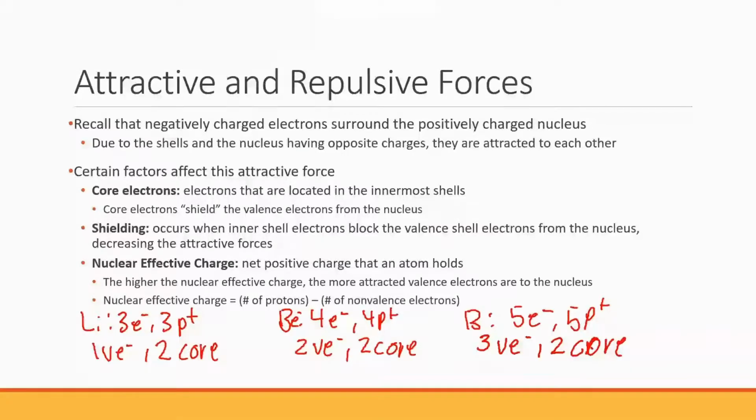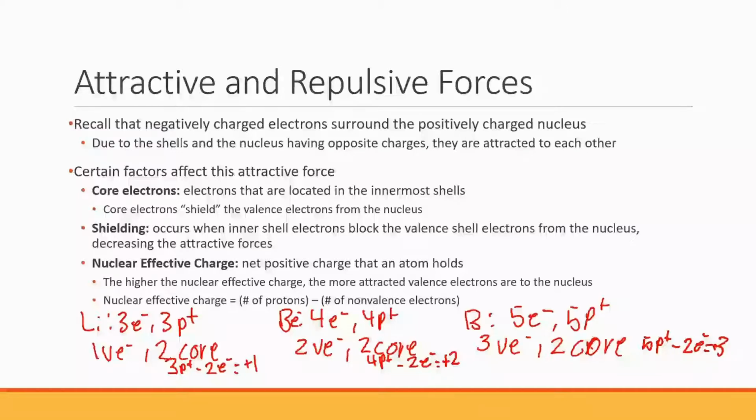Now when comparing all of these nuclear effective charges, remember it's simply the number of protons minus the non-valence electrons. So for lithium it's going to be 3 protons minus 2 core electrons, which gives you a nuclear effective charge of +1. For beryllium it's going to be your 4 protons minus your 2 core electrons, so a net nuclear effective charge of +2. And then lastly for boron, you have 5 protons and 2 core, so that'll be a net positive charge of +3.